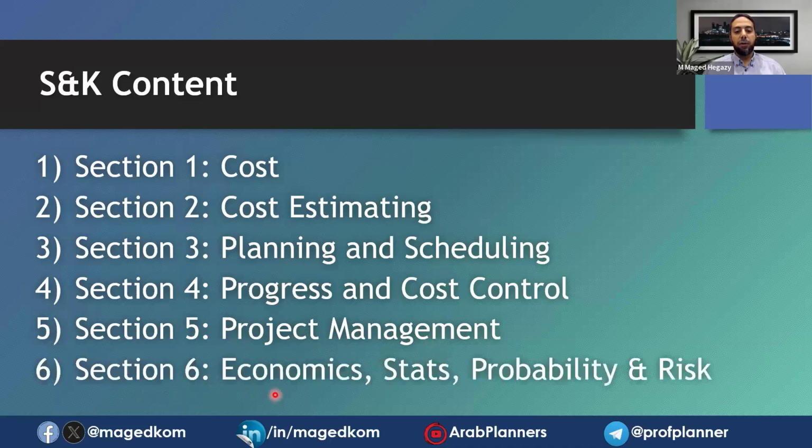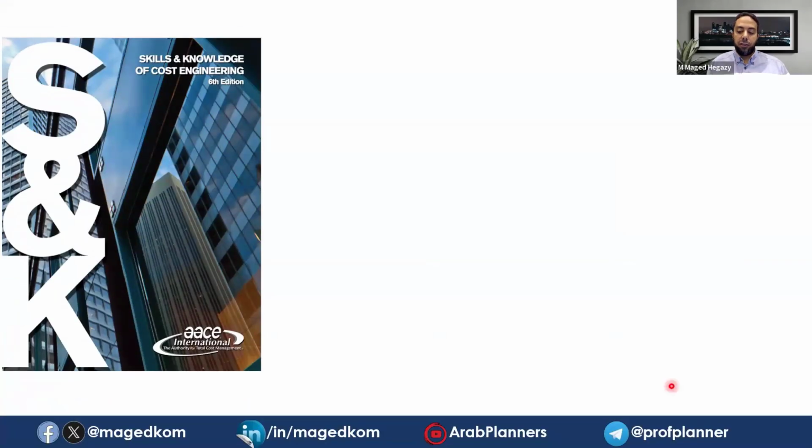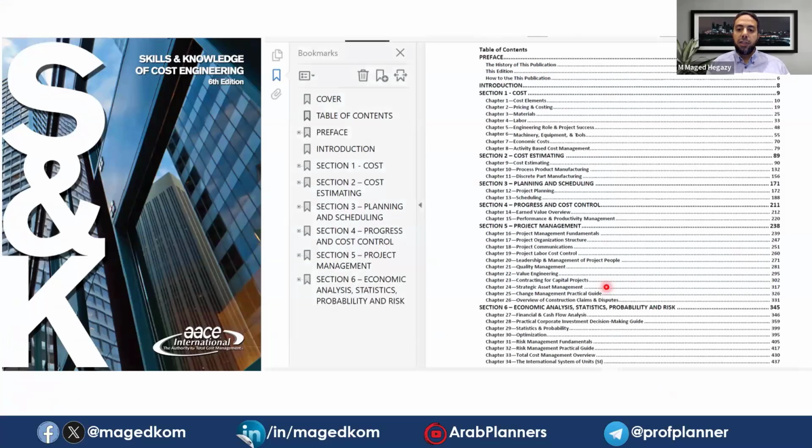Section 6 is about economics, statistics, probability, and risk, focusing on the economics and the impact of time and durations of the projects, statistics, some calculations, probability, and risk. These are the 6 sections. If you go to the chapters, these 6 sections break down into 34 chapters.